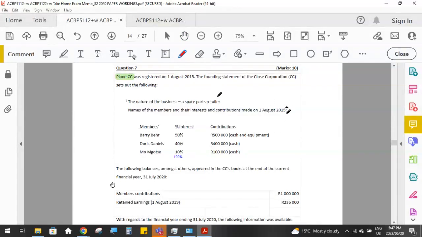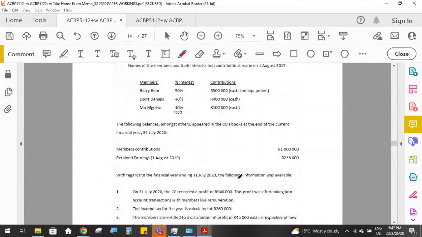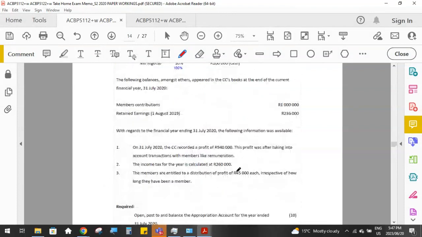When it was registered in 2015, this was what was decided in the contributions that the partners made. I beg your pardon. I was misreading exactly what I always tell the students not to do. So now we are 5 years later, year ending 31 July 2020, and at the beginning of this year, the total retained earnings was 236,000, total retained profits.